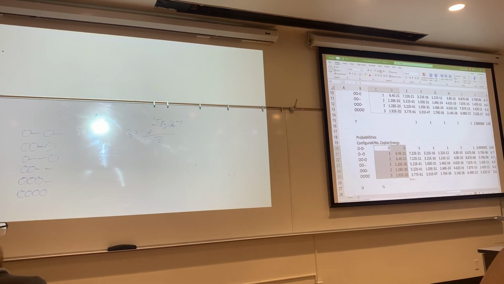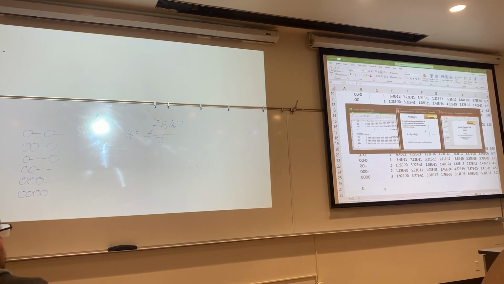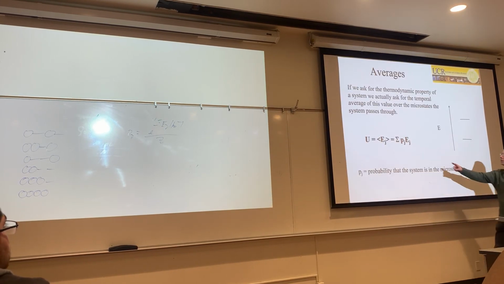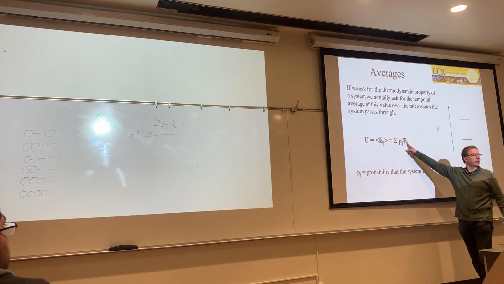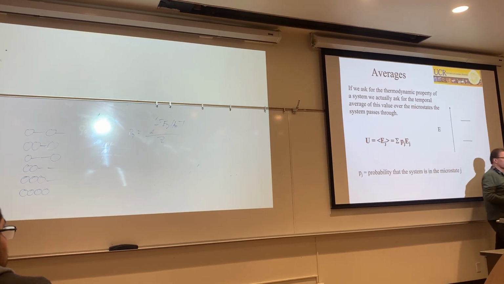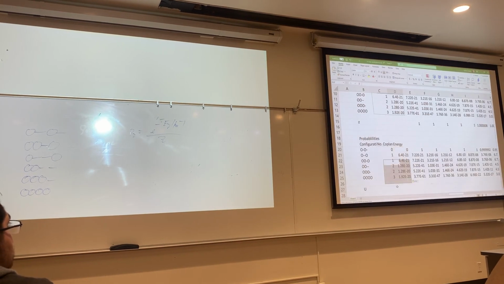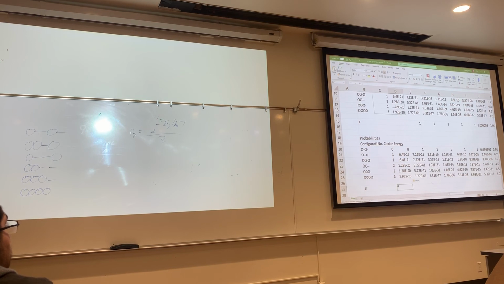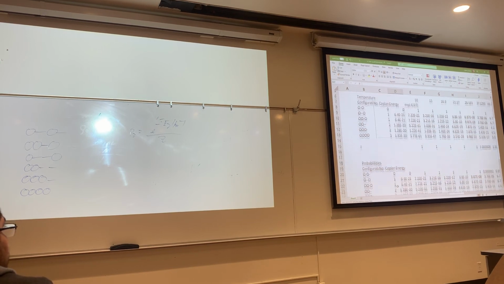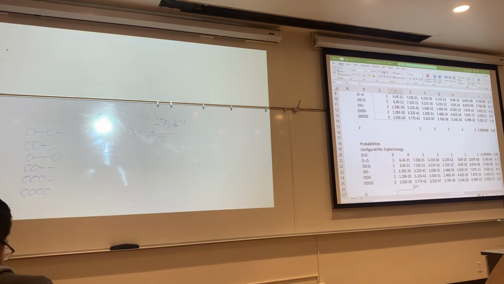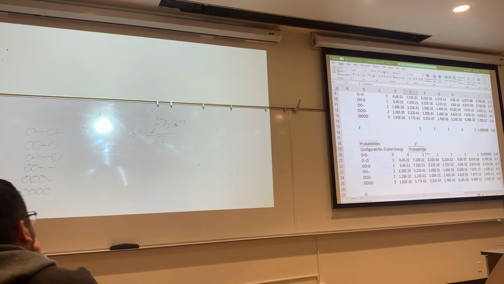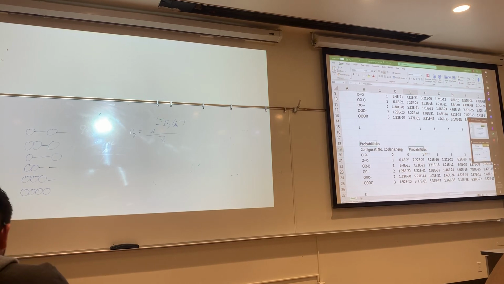Okay, so I have my probabilities. I need my probabilities. The probability times the energy, right? That is what I need to make the sum. So those are my probabilities. Probabilities start here. Those are the energies, still here, and here start the probabilities to take over.